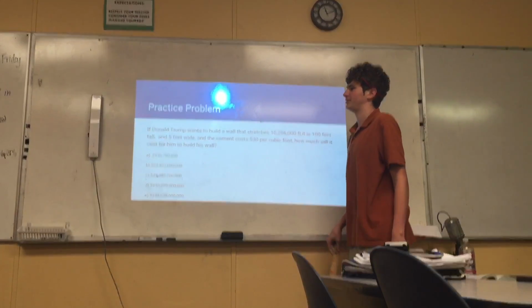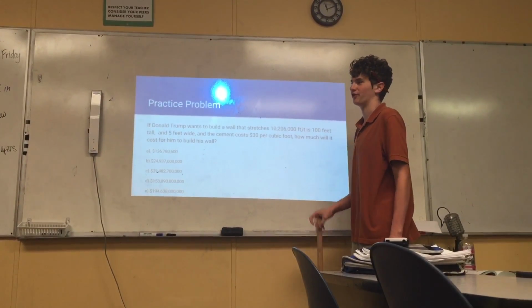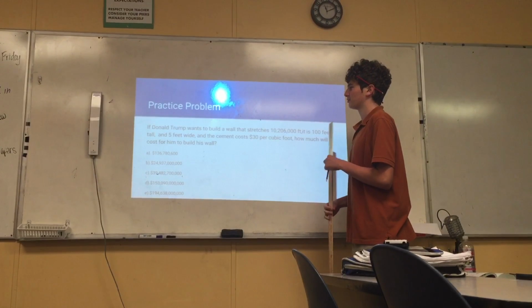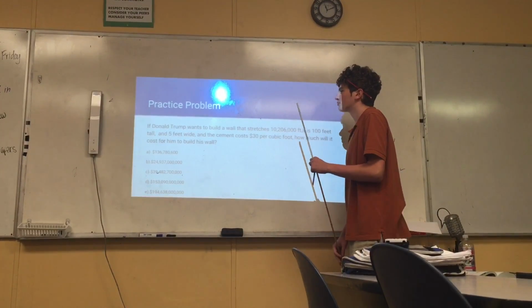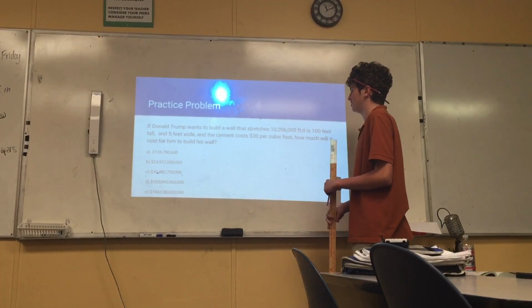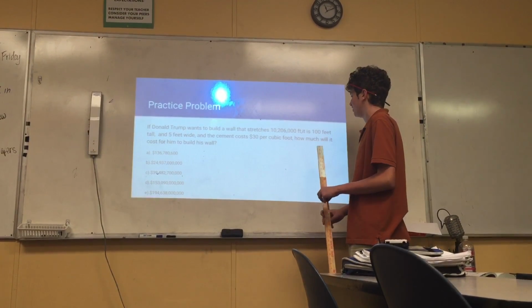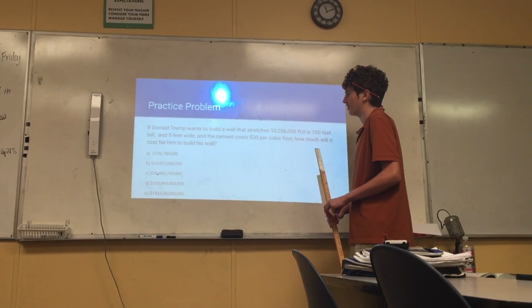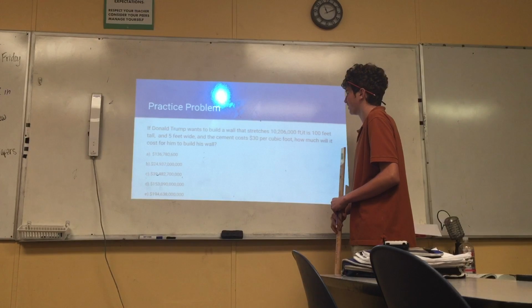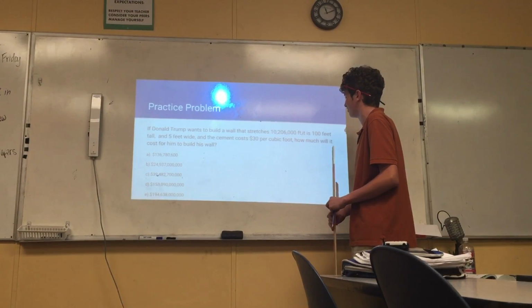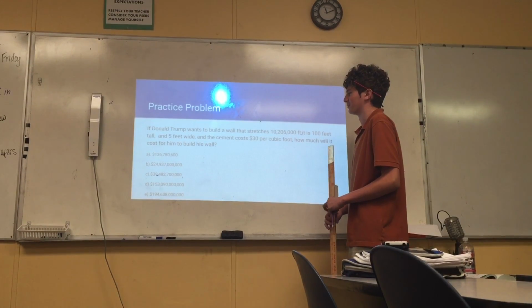Okay, so now we're back. Sometimes the Math ACT will have word problems dealing with the area of a rectangular prism. So let's do a practice problem. If Donald Trump wants to build a wall that stretches 10,206,000 feet, and is 100 feet tall and 5 feet wide, and the cement costs $30 per cubic foot, how much will it cost for him to build this wall?